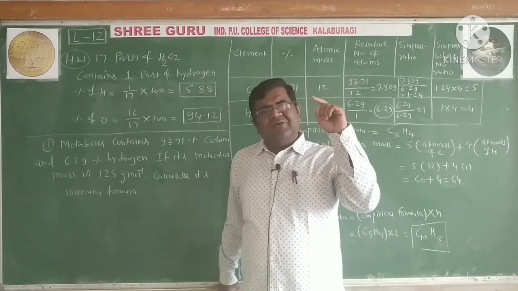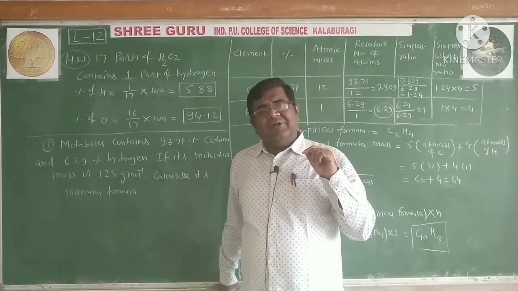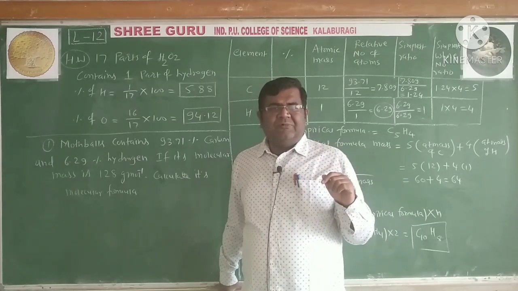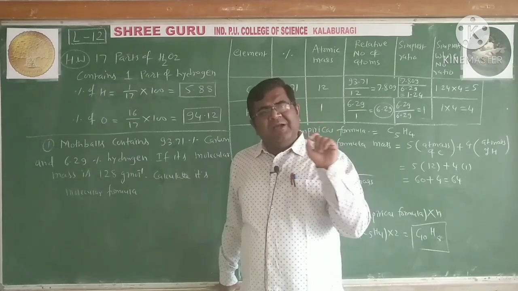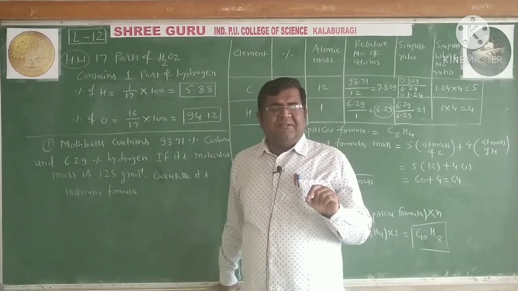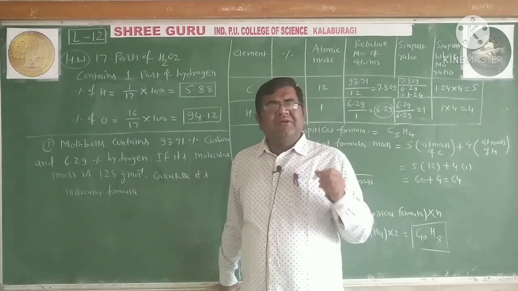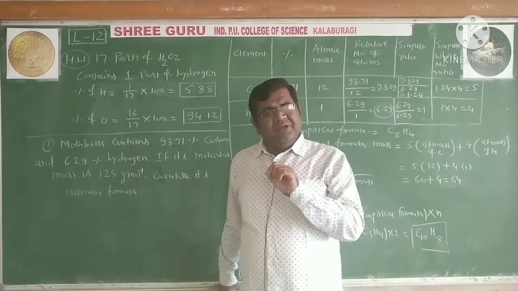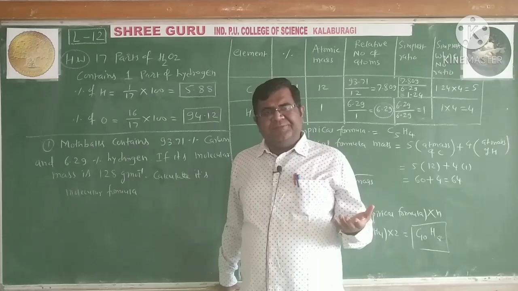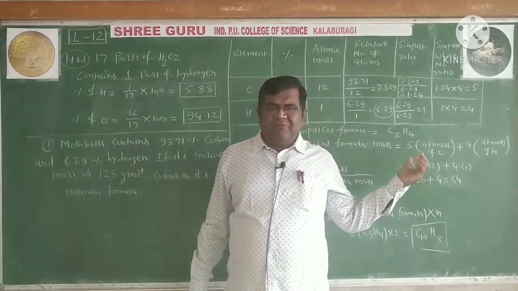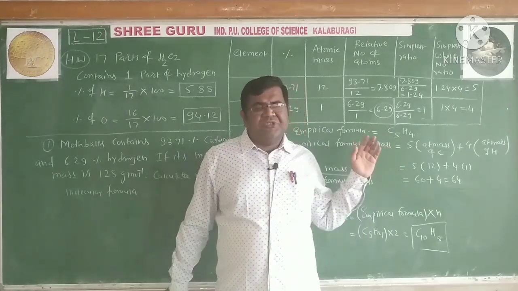So percentage of element, atomic mass, then we have to calculate the relative number of atoms. How is it calculated? Percentage divided by atomic mass. The next is simplest ratio. It is nothing but relative number of atoms divided by the smallest number in step 3. I have solved a question; once again I will repeat.